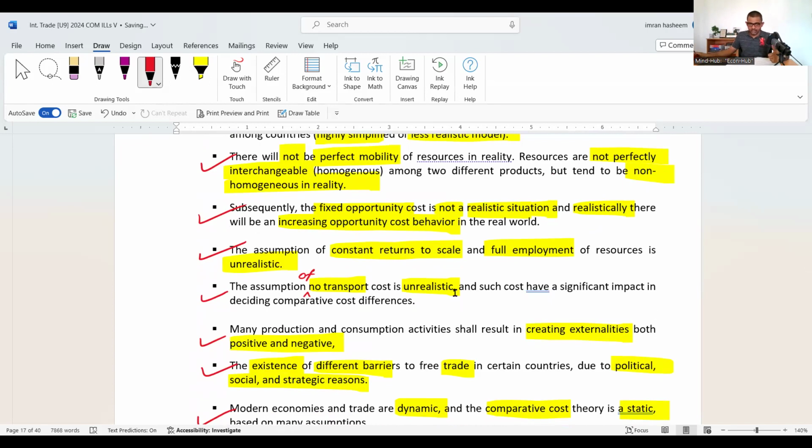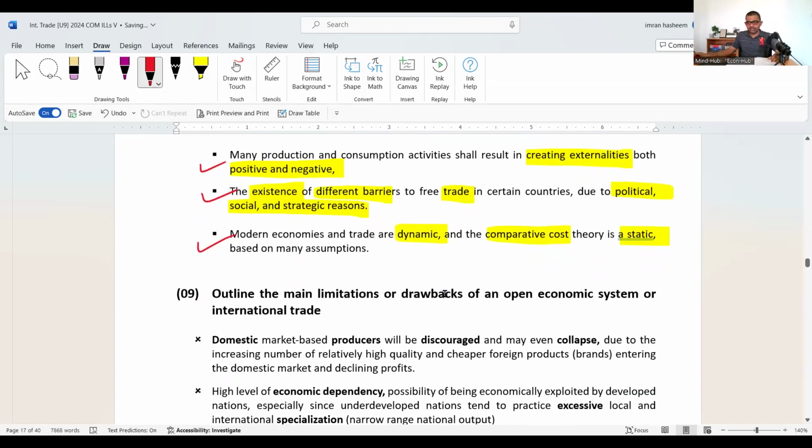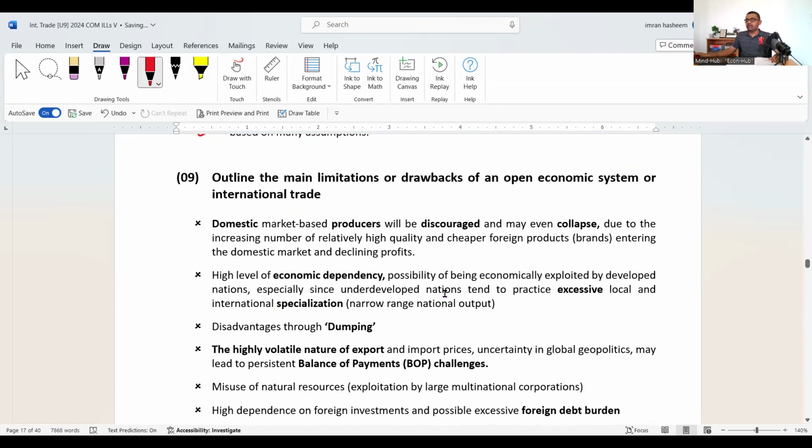That's all. Okay. Right. If there's anything to clarify, please do ask. Then we come to the final part of the first chapter. Outline the limitations or drawbacks. What's another way to say it, Putta? The demerits of international trade, free trade, international specialization, or we can say having an open economic model. Okay.